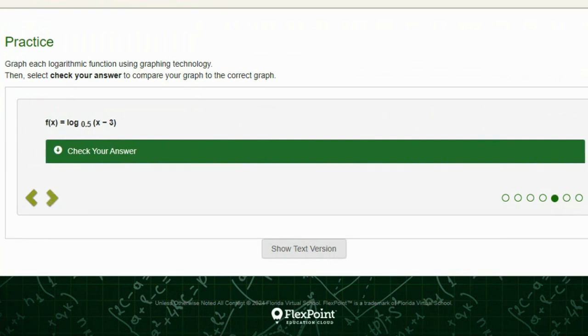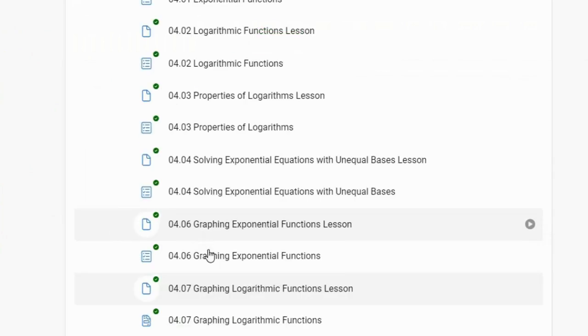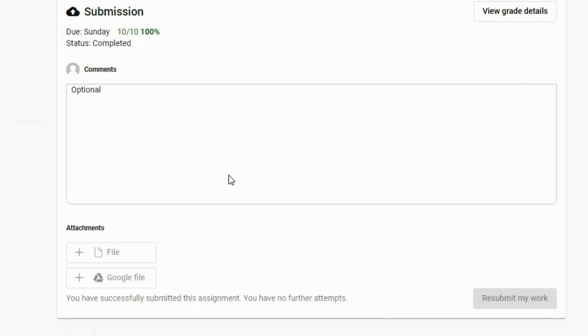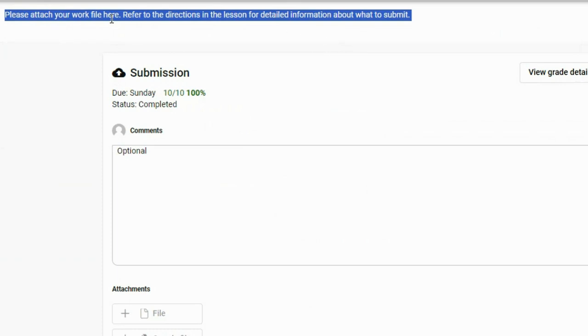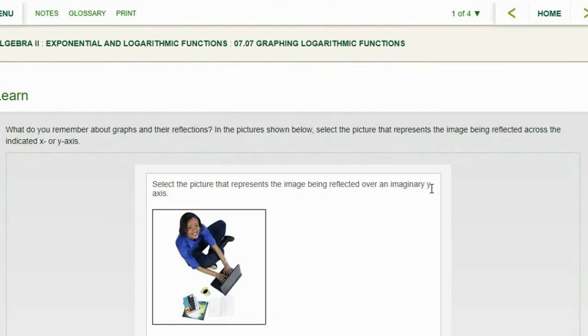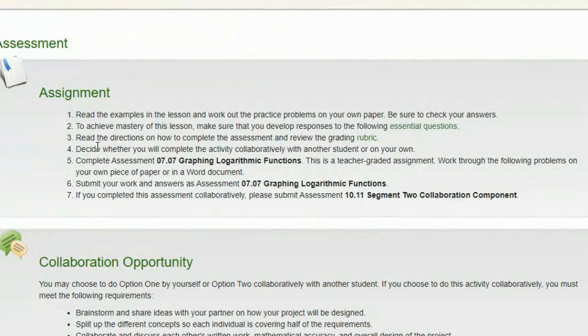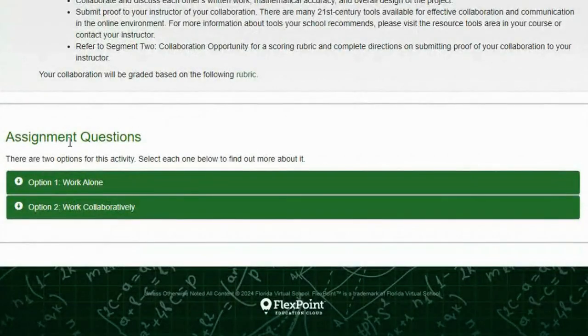Let's go look. If I go here and look at the assignment, you'll see there's no questions. This is not one of those. This is attach your work file here, refer to the directions in the lesson. Well, let's go back to the lesson and see what it says. Page 4, the last page has the assignment. If we scroll to the bottom, here's the assignment questions. There's 2 options. We choose to work alone. We're not working in groups because we're all spread out.